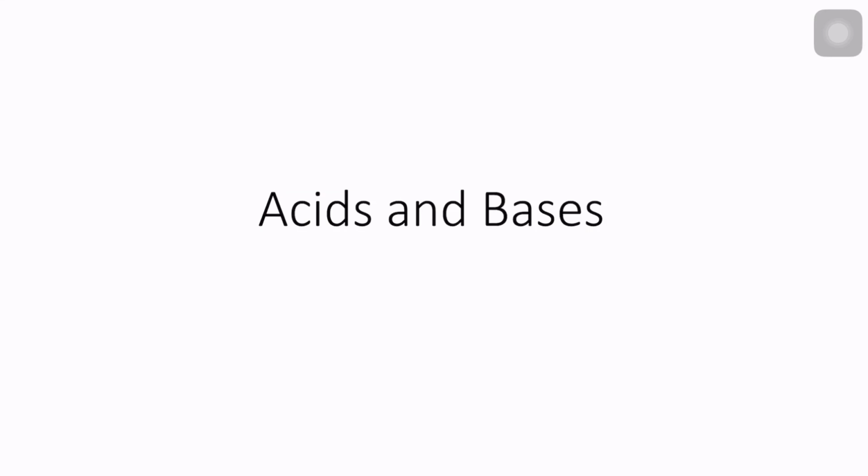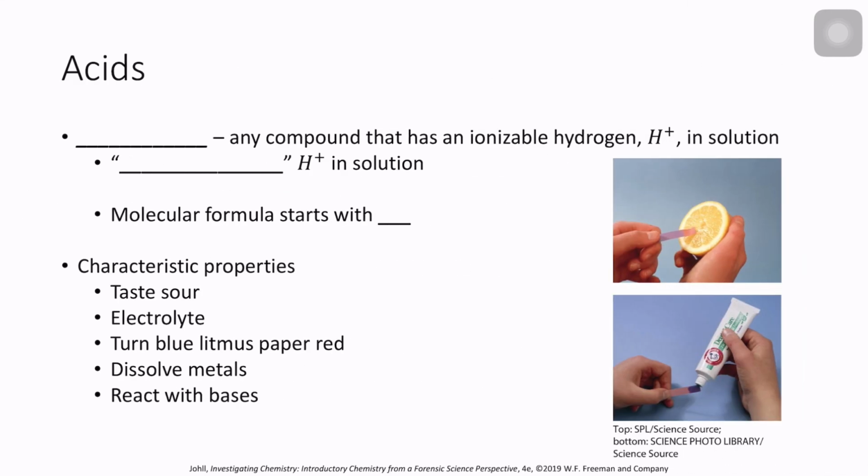Okay, let's talk about acids and bases. Acids were originally defined as something that tastes sour. Now, obviously, going around and tasting a bunch of acids is not the best way to determine if you're dealing with an acid or not. So, chemists came along and defined an acid as something that has an ionizable hydrogen.